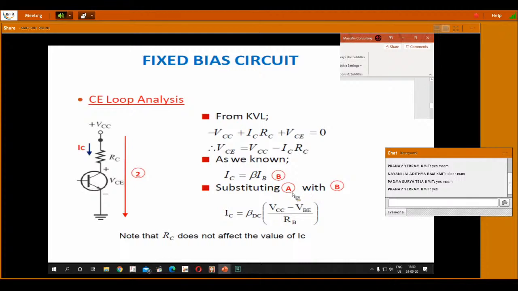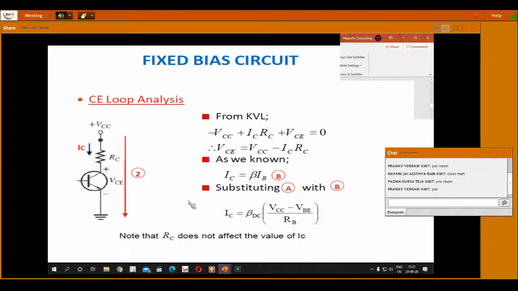VCC minus VB divided by RB. And you replace this IB with VCC minus VB divided by RB. Now, collector current depends on the current gain. So again, this is one of the factors which can depend on your temperature rise. So the values of this current gain may vary with respect to the increase in the temperature.